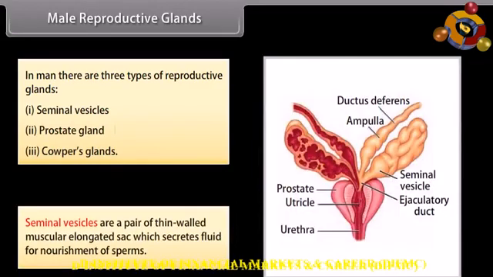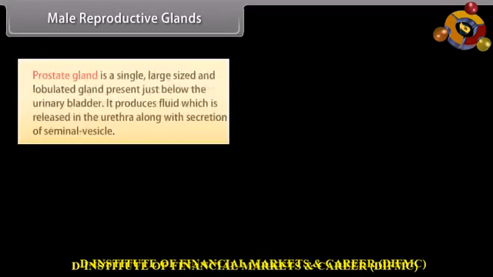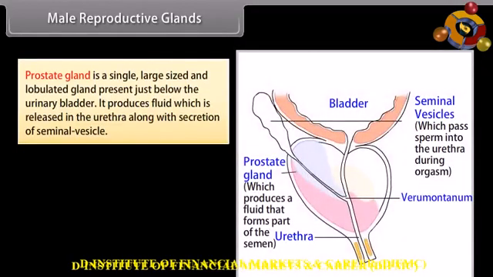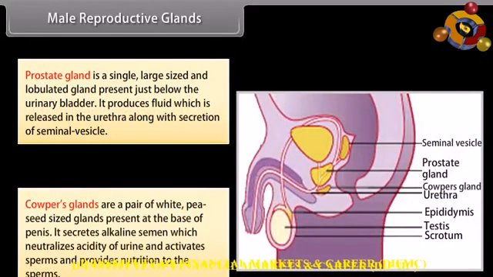Seminal vesicles are a pair of thin-walled muscular elongated sacs which secrete fluid for nourishment of sperms. Prostate gland is a single, large-sized and lobulated gland present just below the urinary bladder. It produces fluid which is released in the urethra along with secretion of seminal vesicle. Cowper's glands are a pair of white, pea-seed-sized glands present at the base of penis. They secrete alkaline semen which neutralizes acidity of urine, activates sperms and provides nutrition to the sperms.